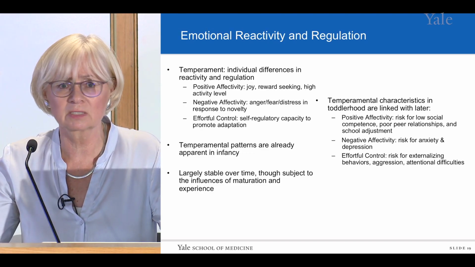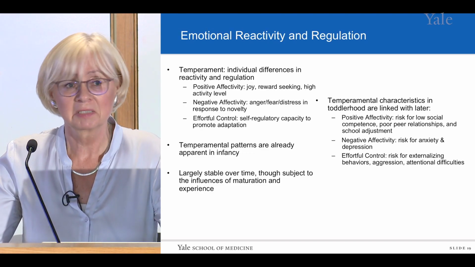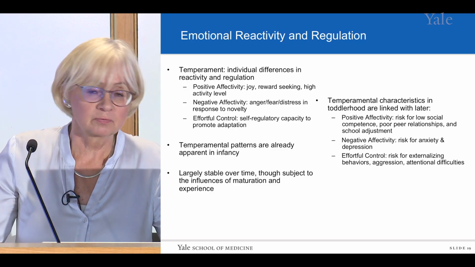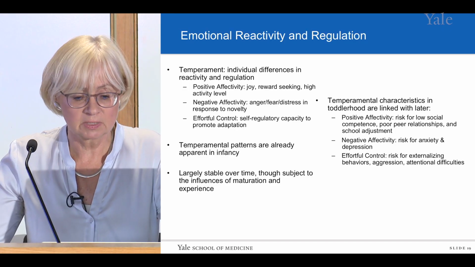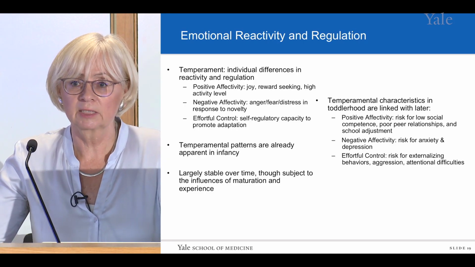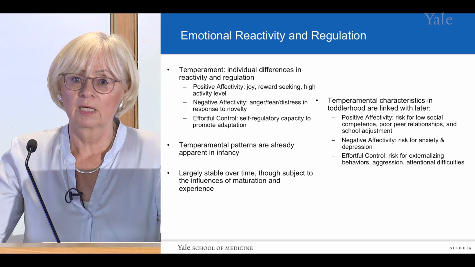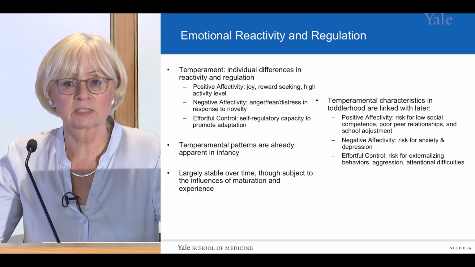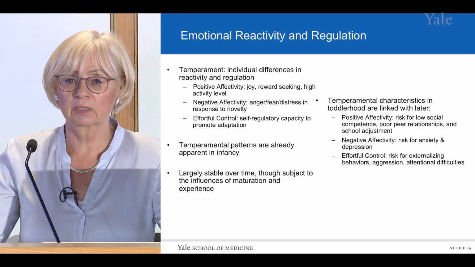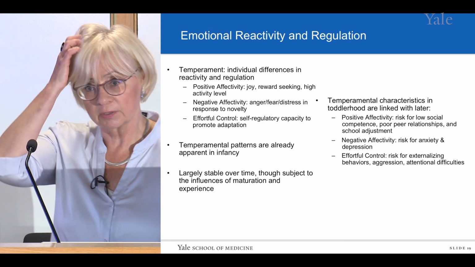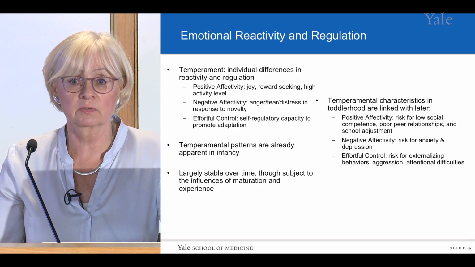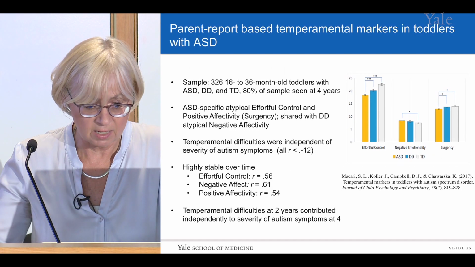What's interesting is that these patterns can be detected as early as 6 months, and they are relatively stable over time. They might be shaped a little bit by experience, but they are relatively stable. Extensive research in the general population suggests that atypical positive and negative affectivity are related to later internalizing and externalizing problems. So for us, paying attention to how our toddlers are doing in terms of their regulation and emotional expressions in response to real world challenges makes a lot of sense. And I'll tell you why right now.